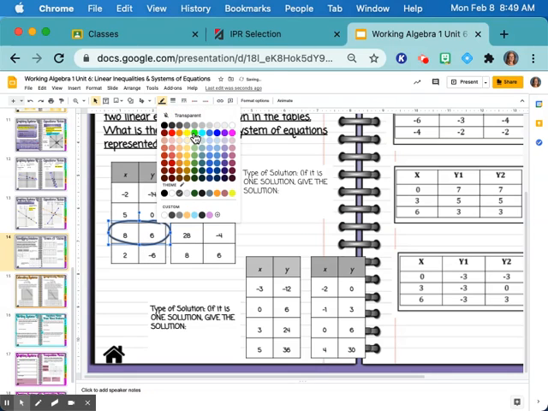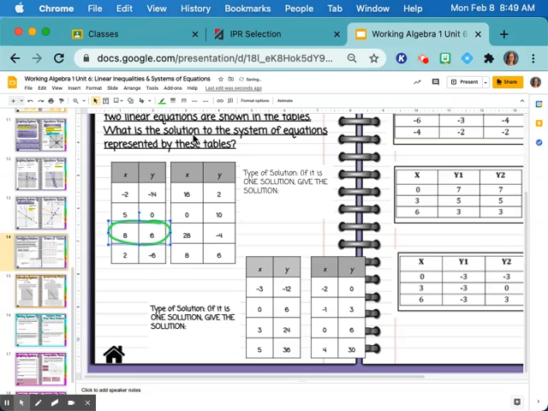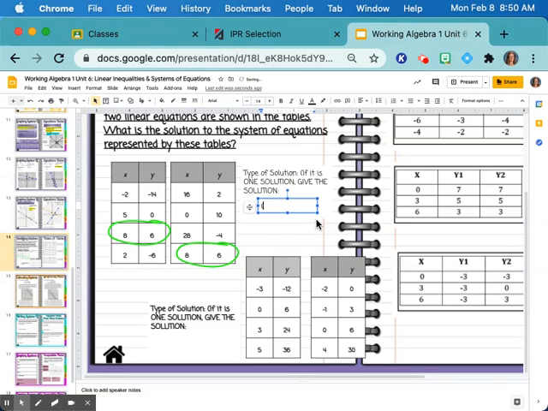Good. So I'm going to circle it on both tables. So wherever the X and Y are the exact same on both tables, that is the solution to the equations. We don't even know what the equations are. We could find them because we've learned how to do that, but we don't have to. All we're asked to find is the solution. So the solution is 8, 6. So make a text box and put the point 8, 6 in it.